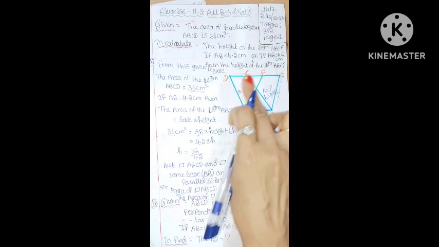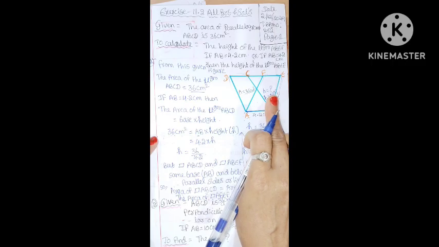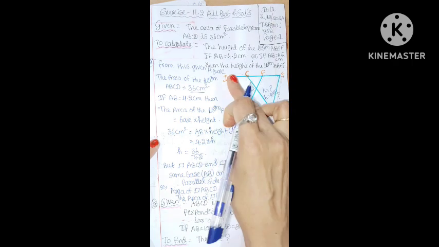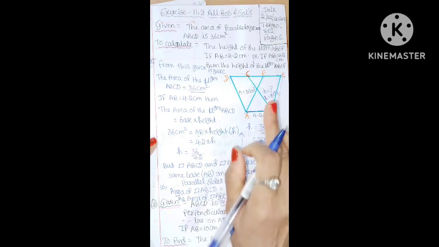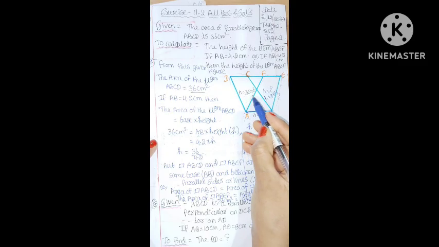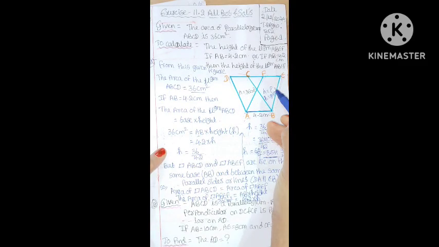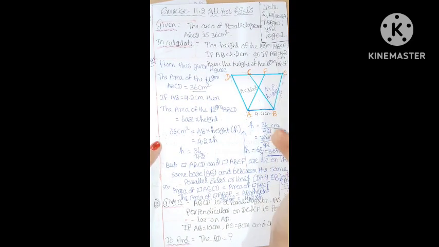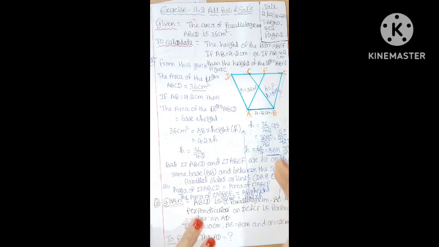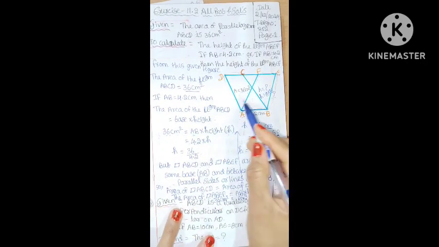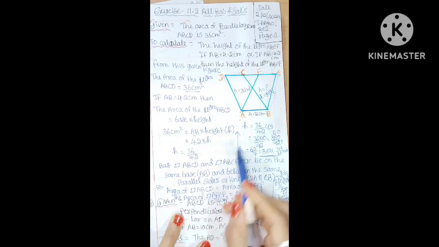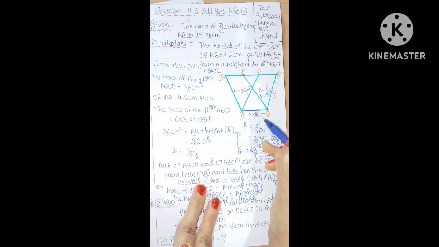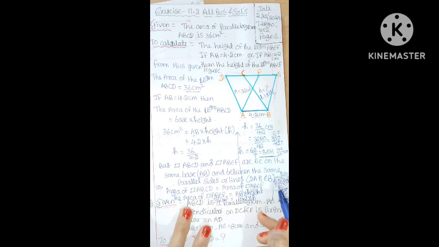In this figure, how many parallelograms are there? 2 parallelograms. In the 2 parallelograms, the base is the same and they are between the same parallel lines, so the areas are also equal. One parallelogram's area is given, so automatically the other has the same area. We know the formula: area of the parallelogram is base into height. One base length is given, so substituting the base value in that formula, we will get the height.